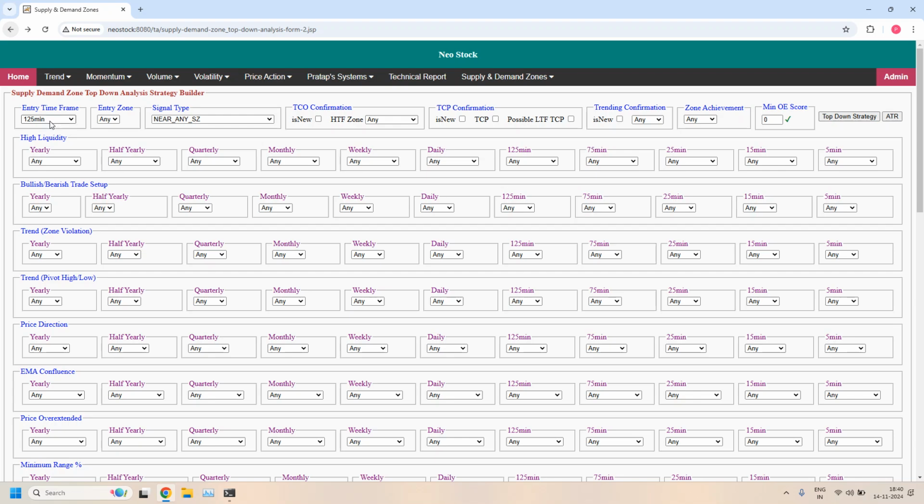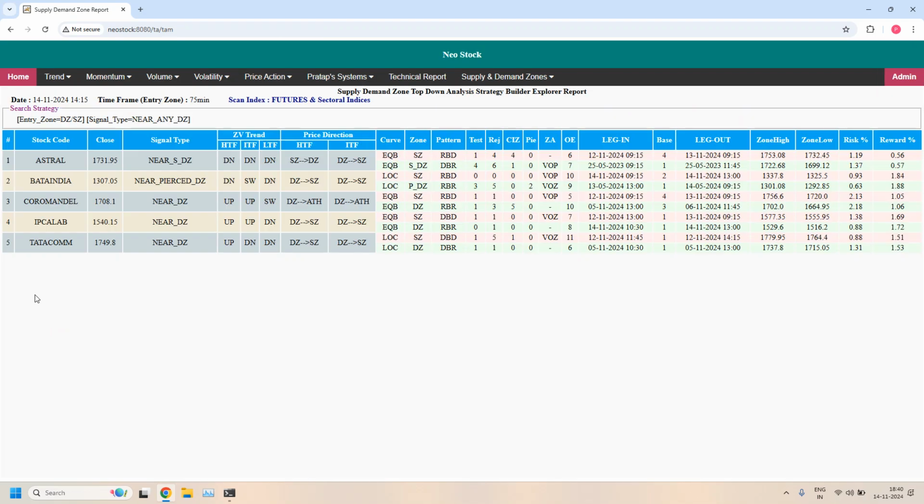Next time frame is 75 minutes. Let's find the stocks near 75 minutes demand zone. 5 stocks are filtered. Let us identify high liquidity demand zones. Astral is having 75 minutes high liquidity demand zone, already tested 4 times and 6 rejections. You need to look for a fresh fine-tuned 5 minutes zone or high liquidity zone.